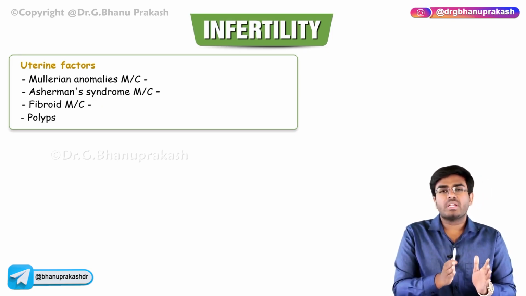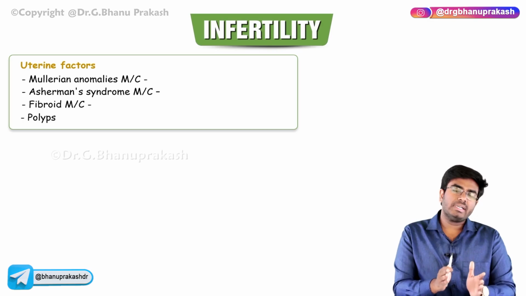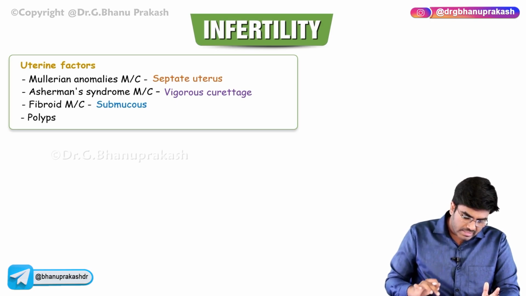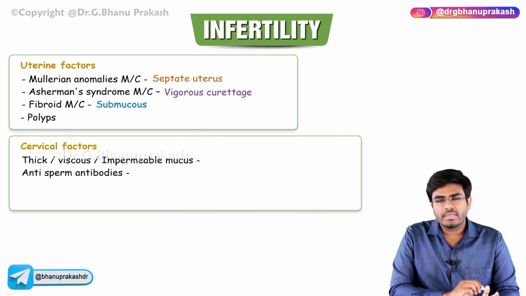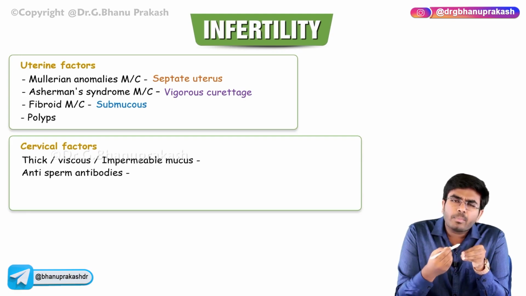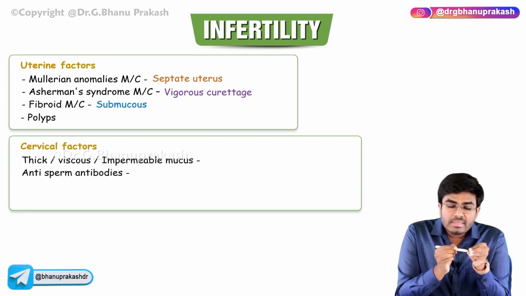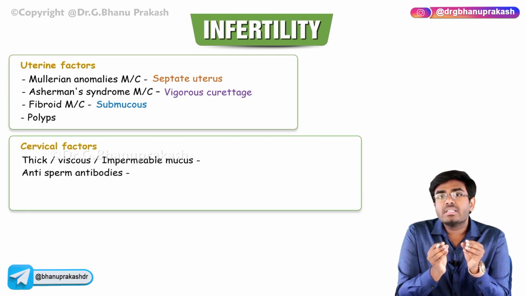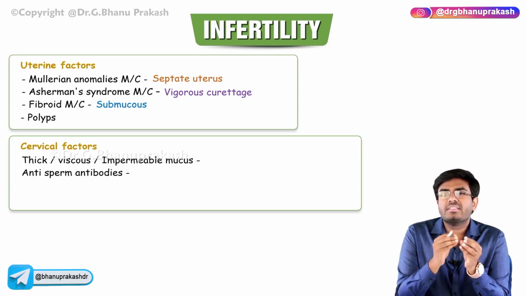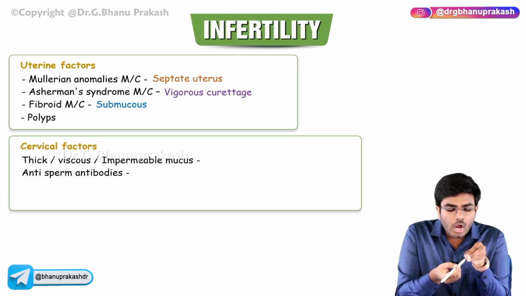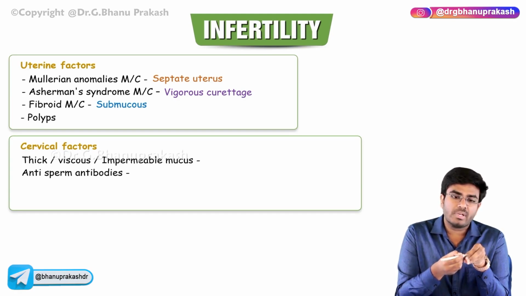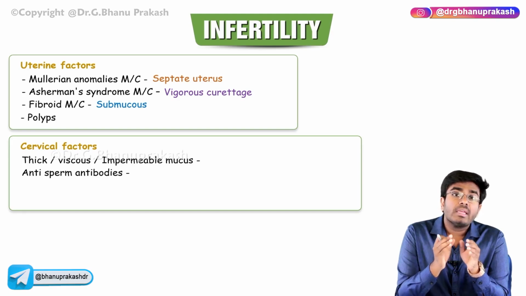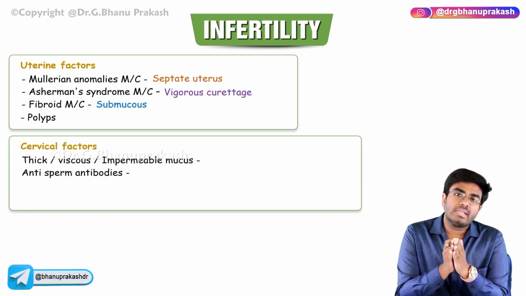According to whatever the problem is there, we are going to treat it accordingly. Okay, so these are the uterine factors of infertility, and at the end of the day, let's talk about the cervical factors of infertility. So what is the exact problem with the cervix? See, in the cervix, there are these secretions coming. There is a cervical mucus. Sometimes this cervical mucus is very thick. It's a very viscous mucus, so that sperms are not able to penetrate this cervical mucus and reach the uterine cavity. So, thick cervical mucus is also a factor for infertility.